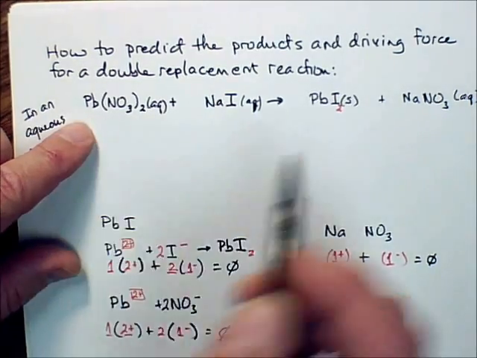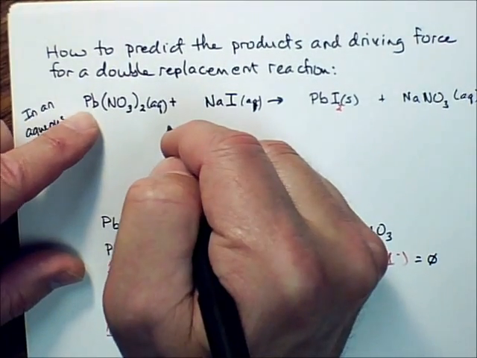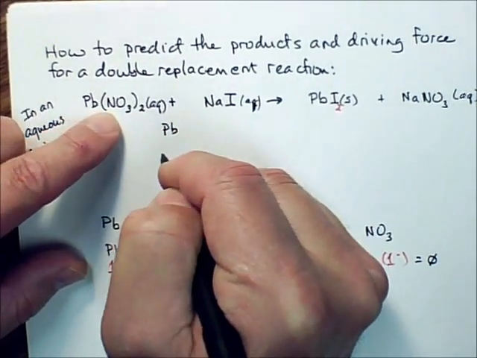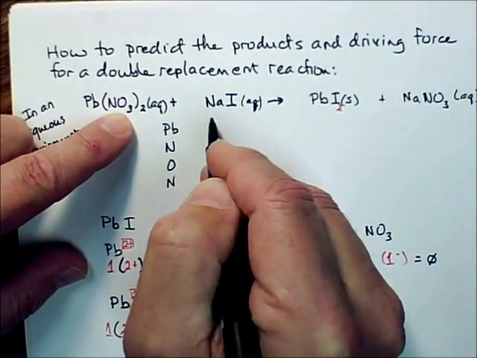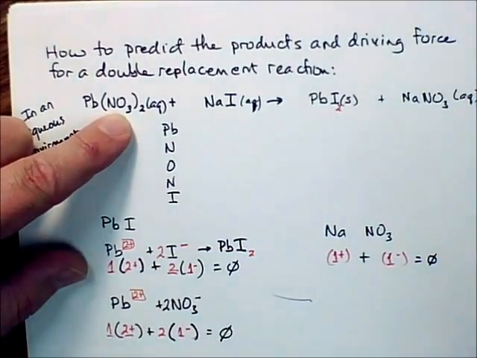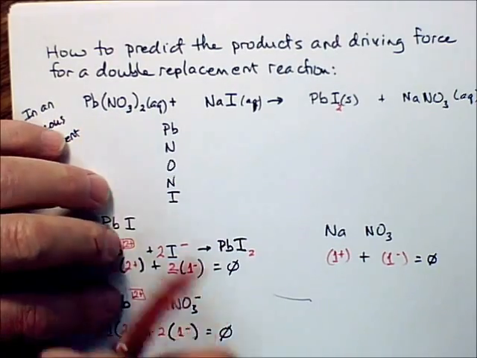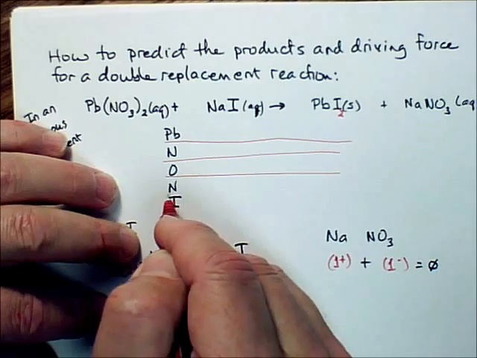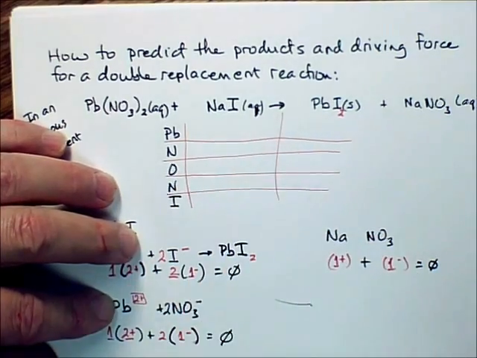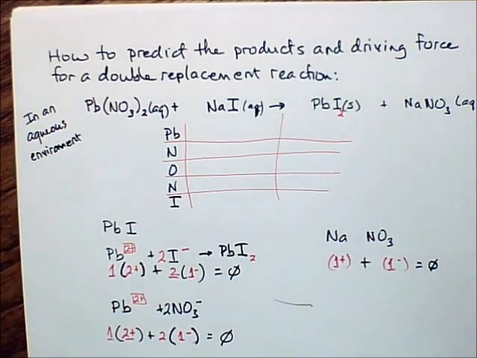So let's list all of our atoms. This is where we do the atom inventory. We've got lead, nitrogen, oxygen, sodium, and iodine. We're going to make our grid for the atom inventory, and we're going to count all the elements.